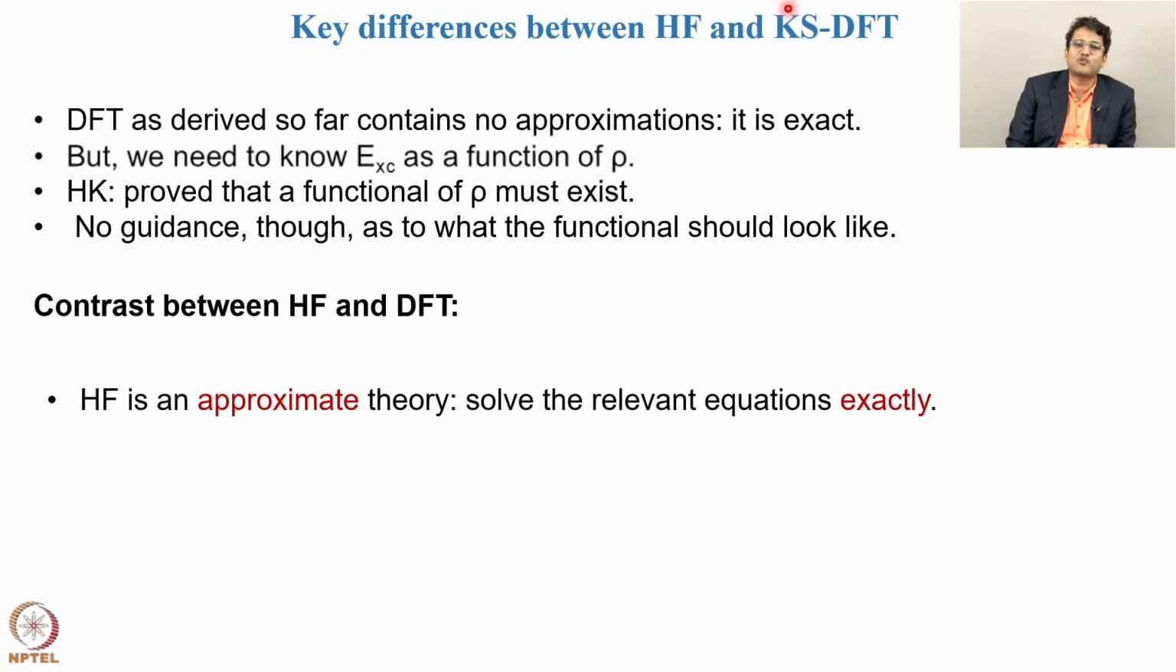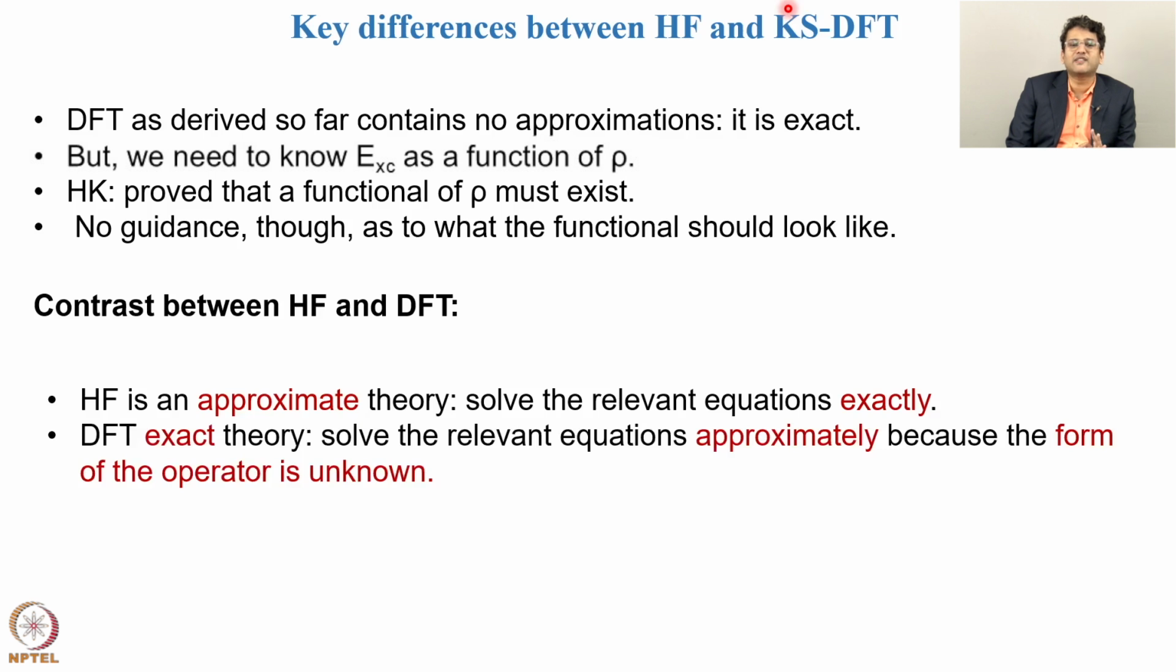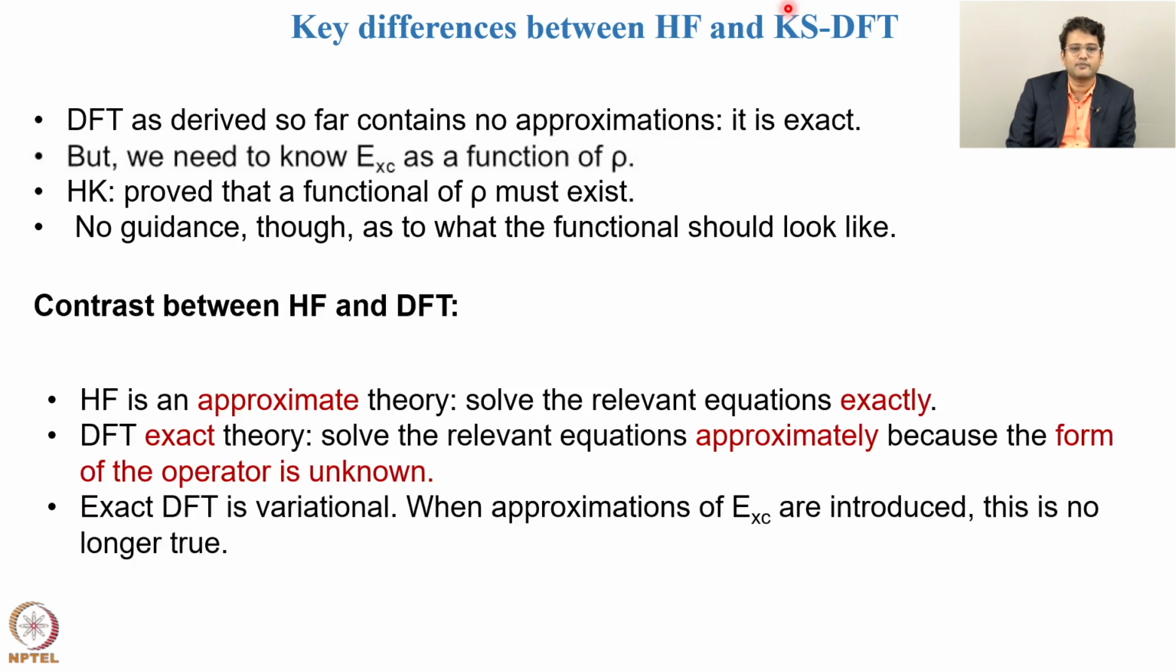But the equations obtained by taking these single determinants are solved exactly. So, it's an approximate theory solved exactly. Whereas the density functional theory is an exact theory. If you know the form of the exchange correlation functional, this is an exact theory, there is no approximation. However, the relevant quantities are solved approximately because the form of the operator is not known. So, Hartree-Fock, again I will repeat, is an approximate theory solved exactly, DFT is an exact theory solved approximately, as simple as things can get.